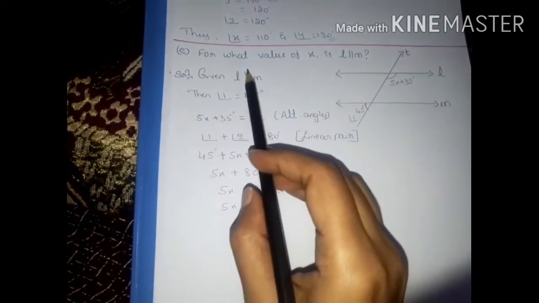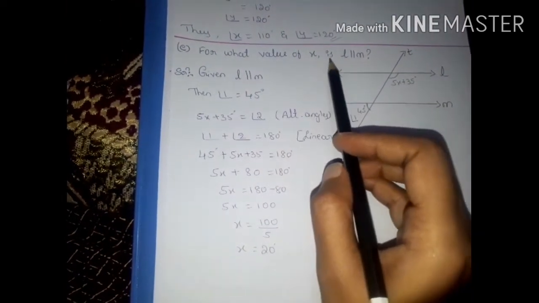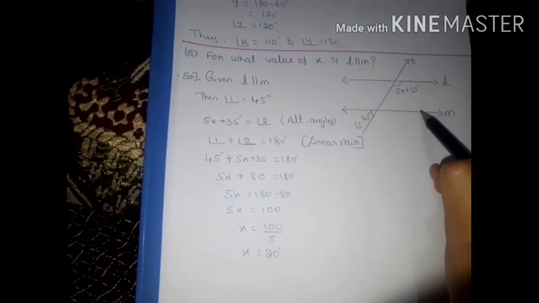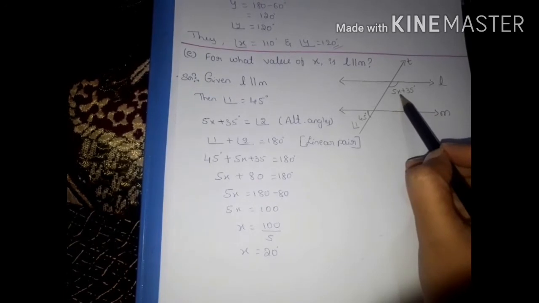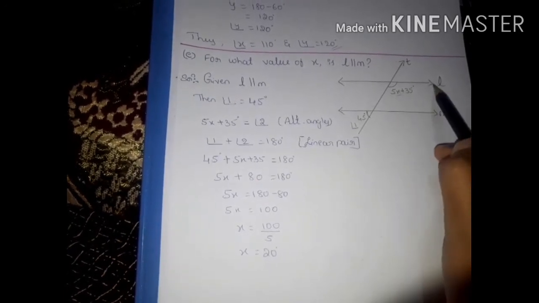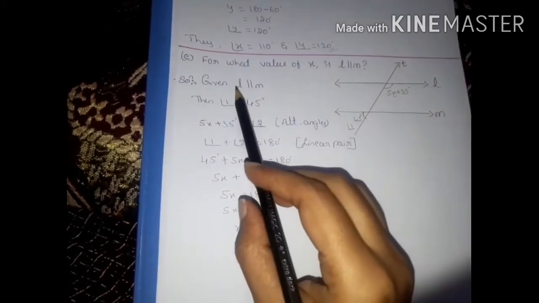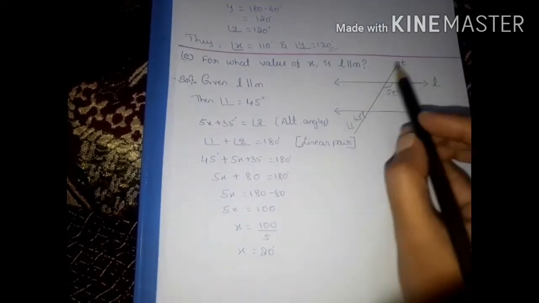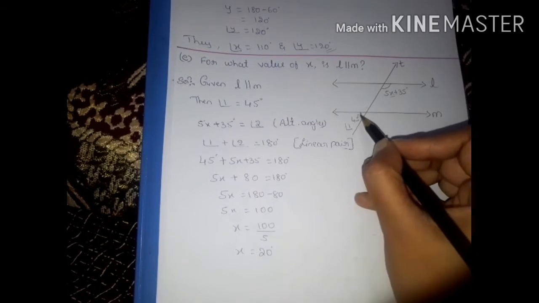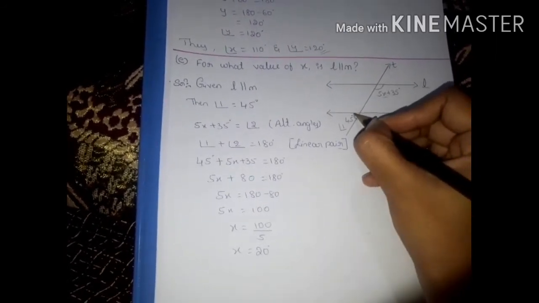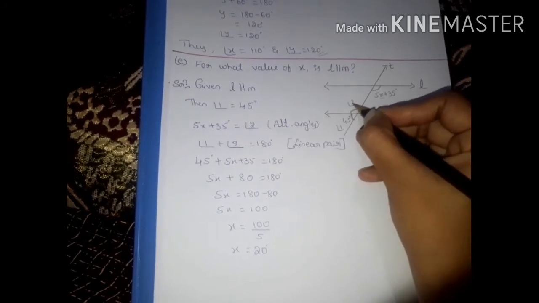Next question: for what value of x is L parallel to M? L parallel to M, for what value of x will L become parallel to M? Here, given L parallel to M, consider this angle 45 degree as angle 1 and also consider this angle as angle 2.